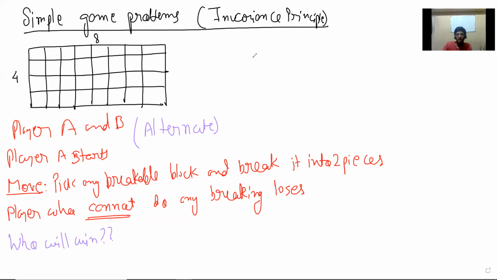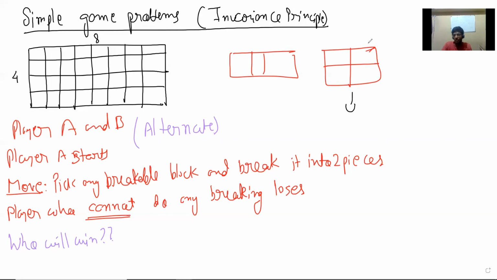So for example, if at some stage you have this, you can pick any one of them. Okay, let's say you pick this one. And how could you break it? You have to break it along the grid lines. So you can either break it like this, then it will become this. In fact, you get the same thing, but you can also break it like this.